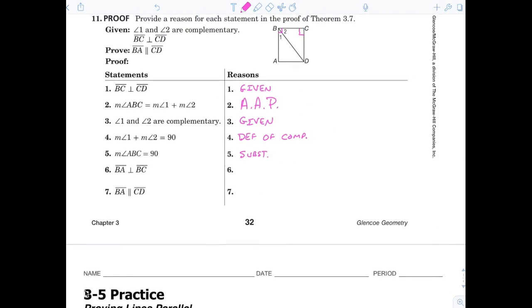Definition of perpendicular. Very good. If they form a right angle, then they're automatically what? That's what perpendicular means. Two lines are perpendicular if they form a right angle. So if they form a right angle, then they are perpendicular. So that would be definition of perpendicular.